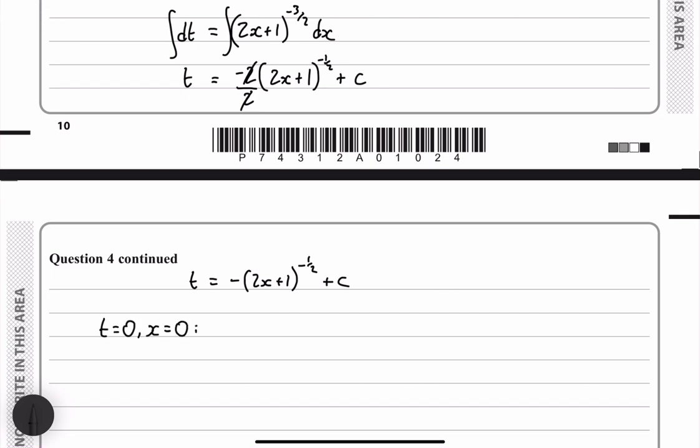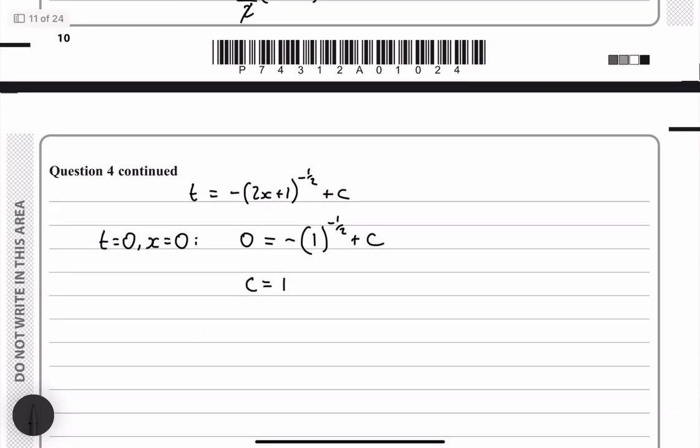So putting that in, 0 must equal minus 0 plus 1 is 1 to the minus a half, plus c. 1 over root 1 is obviously 1. Bring it onto the other side and we get c is equal to 1. So t is equal to minus 2x plus 1 to the minus a half plus 1.